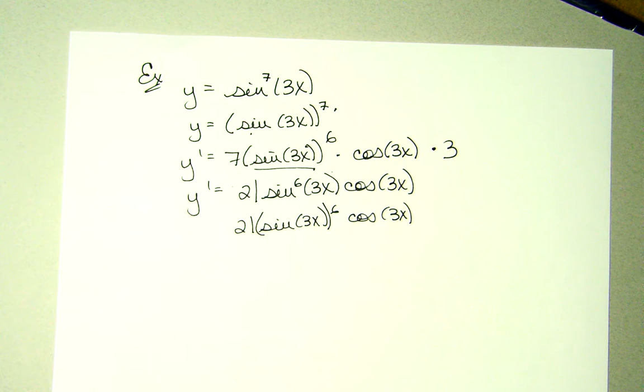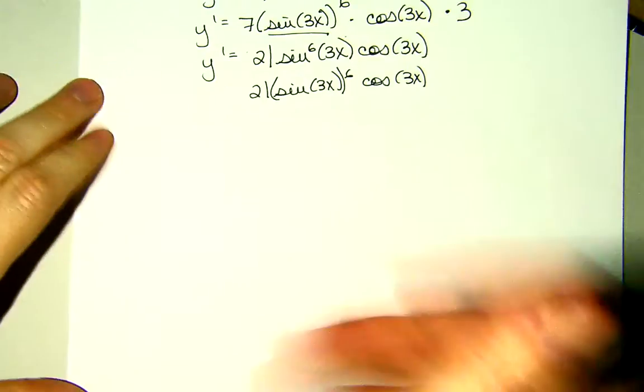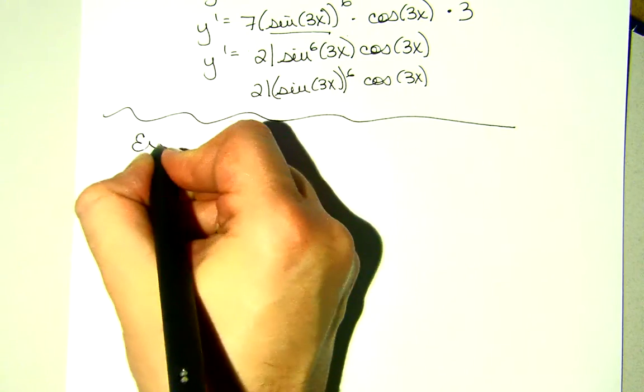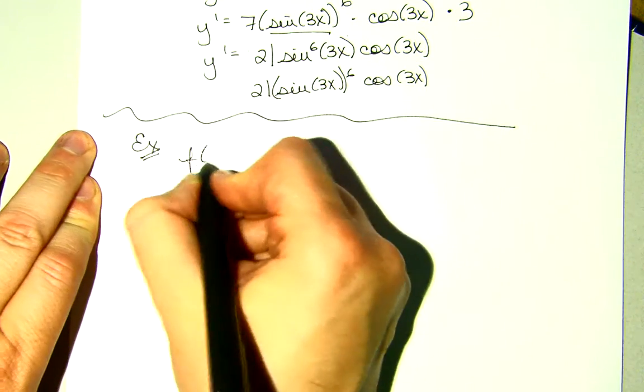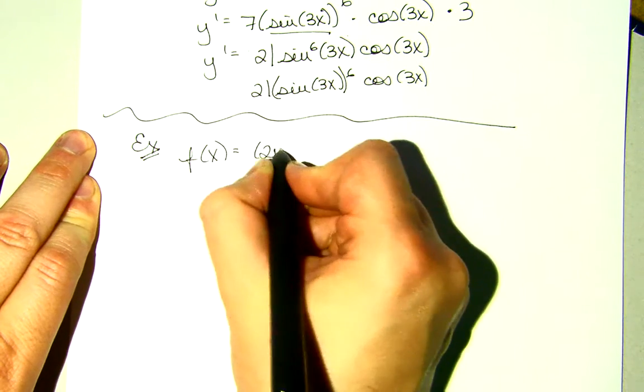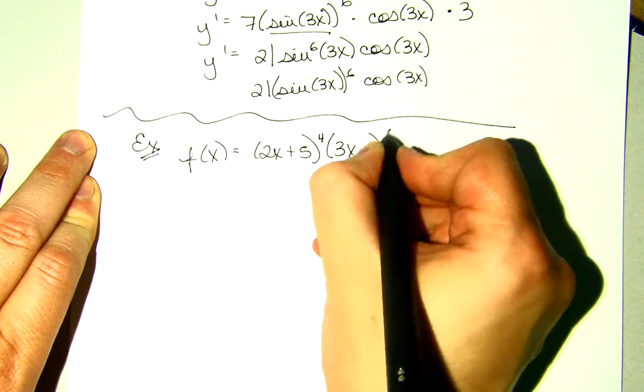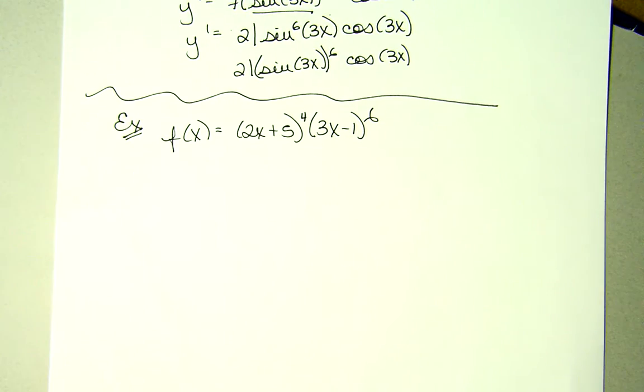Okay. I have 3 more problems that I want to look at. I'm not sure if we'll get through all 3, but let's see what we can do. And they kind of go in order from easier to harder to hardest. Actually, not really easier. Hard to harder to hardest. 3 tougher problems. I would like to look at f of x equals (2x plus 5) to the 4th times (3x minus 1) to the 6th. This is our hard one, as opposed to harder or hardest.